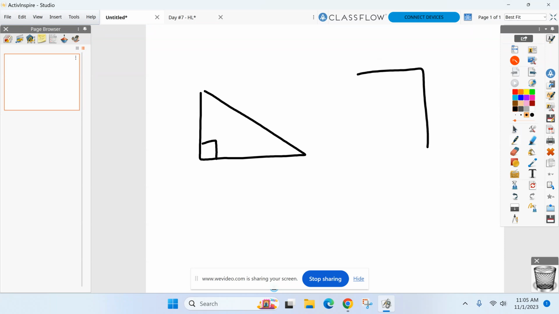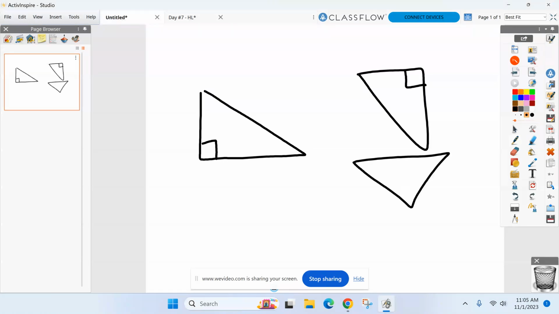So just because not all right triangles look like this. What if I turned it upside down? What if I kind of rotated it? Right? That's the worst right angle I've ever done in 21 years. Yeah. It's always across from the right angle. Okay? The hypotenuse is always across from the right angle. I'll leave that up there.